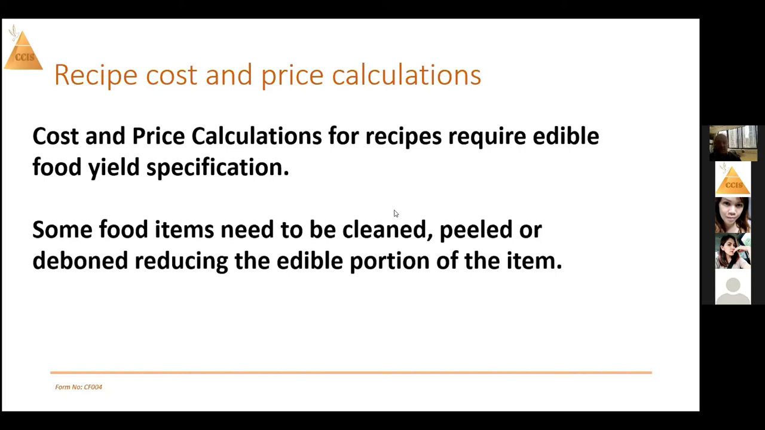Things like onion, when you need to peel the onion, you're going to be losing some of the item. You can only eat about 60% of an onion. That amount you can eat is called the edible portion. Basically, that is the part of the ingredient you can actually eat.